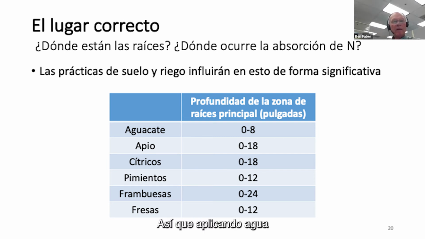So applying water with our fertilizer, remember the rooting depths of a lot of these plants are fairly shallow. Avocados are about 12 inches, 0 to 8 inches. If we're putting our nutrients in with the water, we want to make sure that that water stays within the root zone. So, big, long, 24-hour, 48-hour irrigations usually are not advised if we're trying to get optimum uptake of not just water, but also of nutrients.